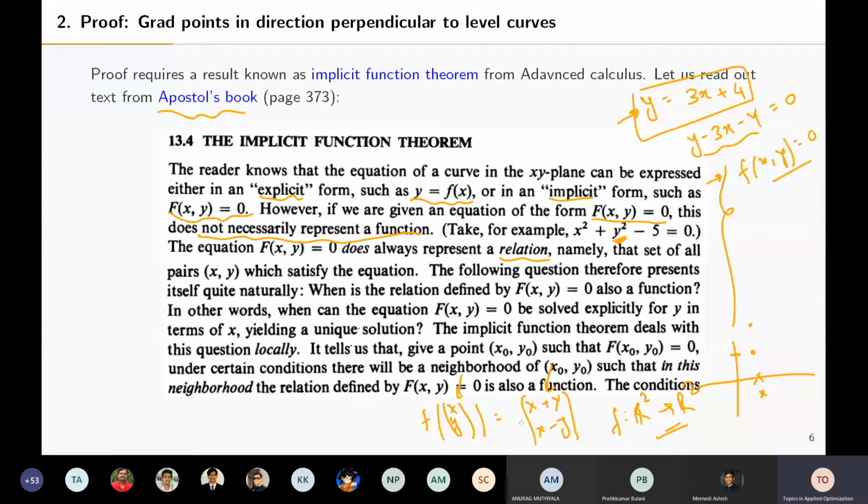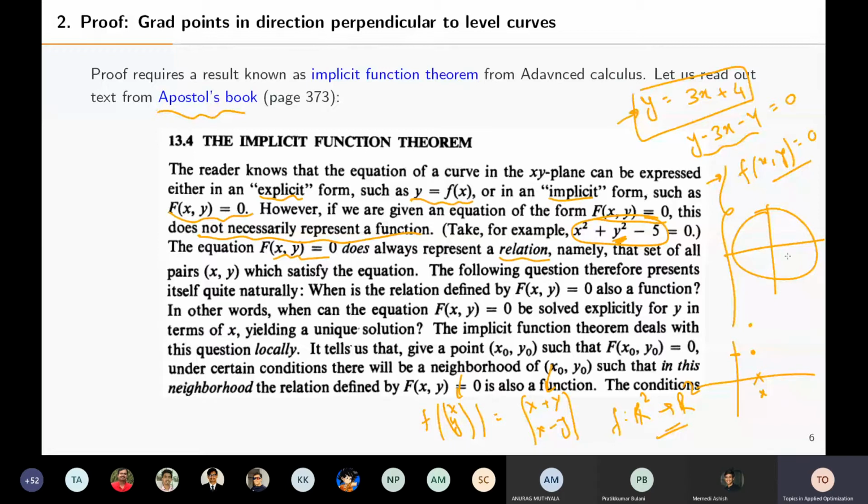So what it is trying to say here is the equation f(x, y) equal to 0 does always represent a relation, namely the set of all pairs (x, y) which satisfy the equation. So as a relation it is fine, but as a function it may not be. It may not be a valid function. You can take an example like this: x square plus y square minus 5 equal to 0. So this is nothing but a circle, x square plus y square is equal to 5.